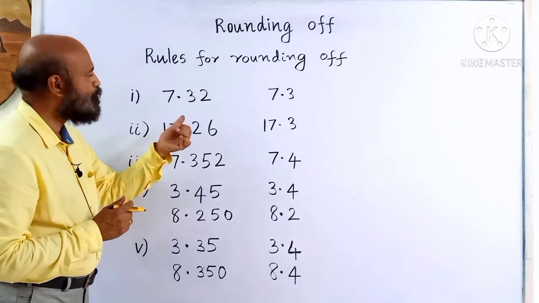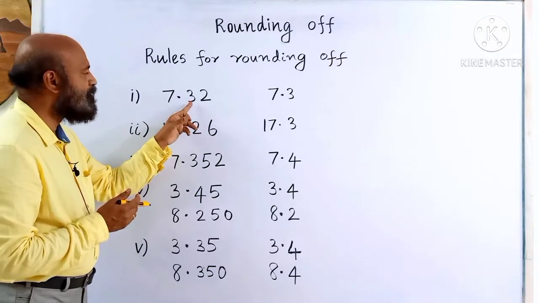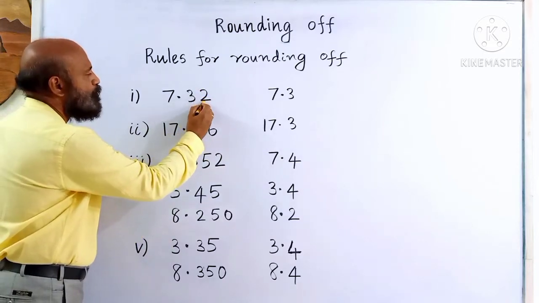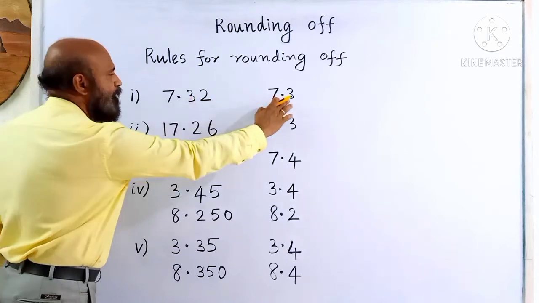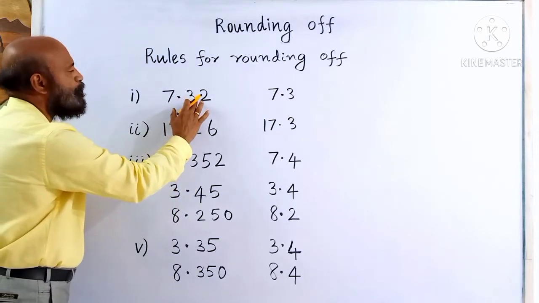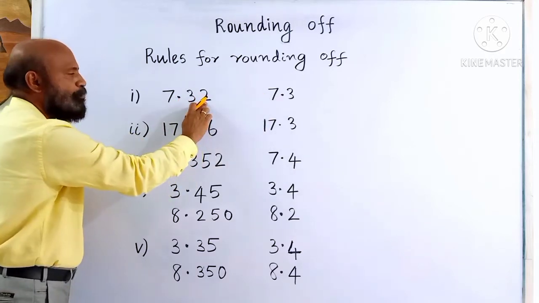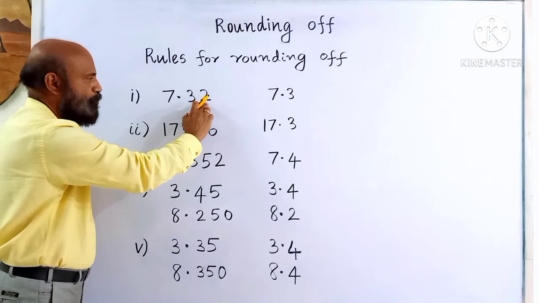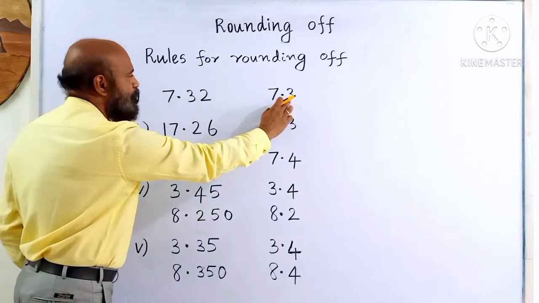If the digit to be dropped is less than 5, the preceding digit should be left unchanged. So here this number is to be dropped. This number is less than 5. So the preceding digit is 3, so it is left unchanged. So here it is rounded off up to 2 digits. So 7.3, this 2 is to be dropped. This is less than 5. So the rule is, the number to be dropped is less than 5, the preceding digit is left unchanged.